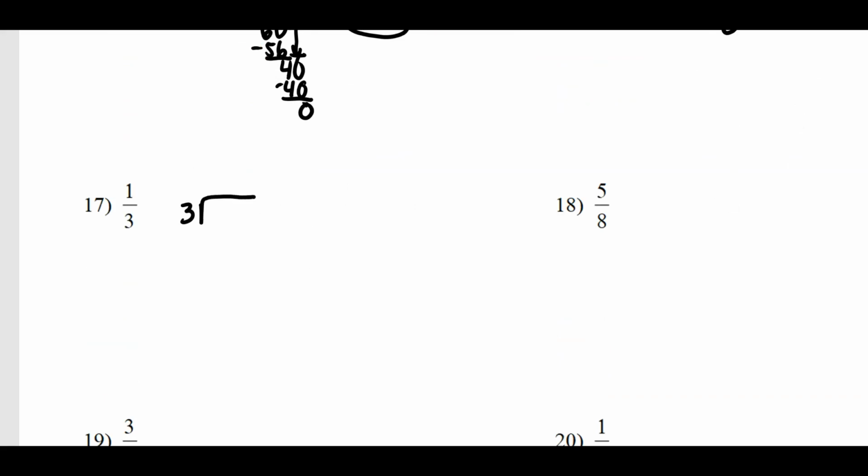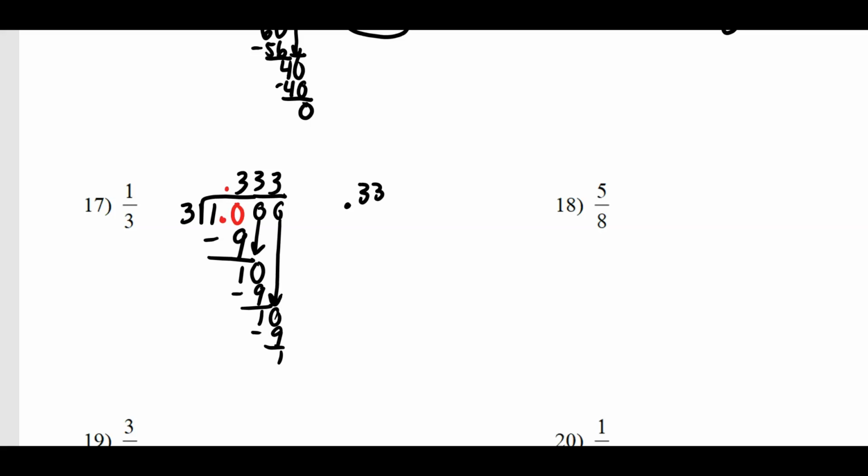1/3. 3 goes into 1. Can't do it, so 3 goes into 10 3 times. That's 9 with 1 left over, so another 0. 3 goes into 10 3 more times. 1 left over. 3 goes into 10 3 more times. So you'll notice that every single time I'm just going to have 1 left over. So this is 0.333 repeated. All right, you've got the rest. Hopefully this will help clear up some misunderstandings from your test.